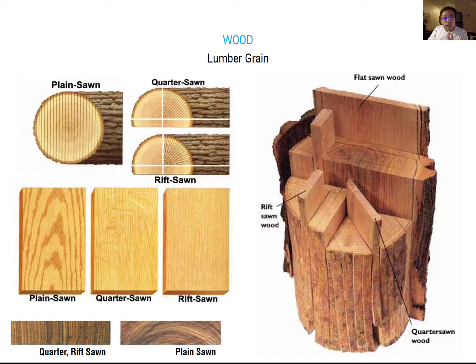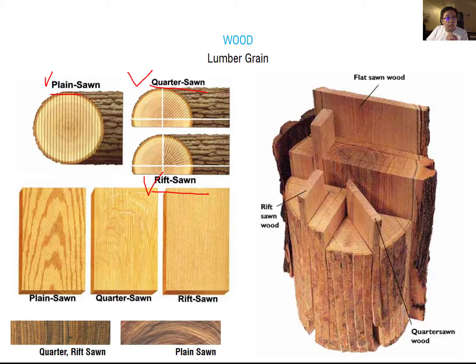The wood grain is determined by the cutting orientation. Okay, so remember these three different cutting orientations. I just ask you to memorize these three different cutting methods: the plain sawn, the quarter sawn, and the rift sawn. Depending on the cutting method, it can have a different pattern and texture.